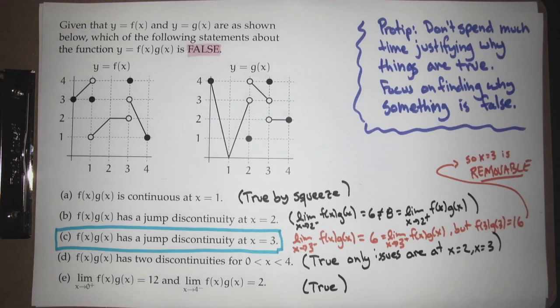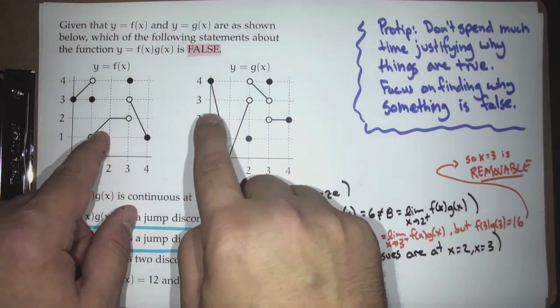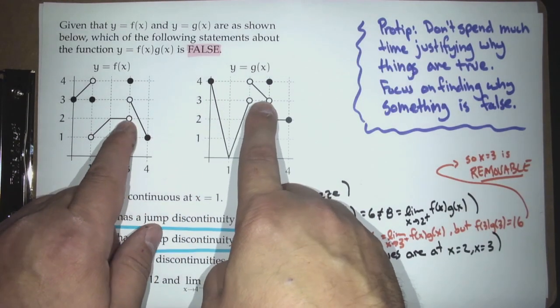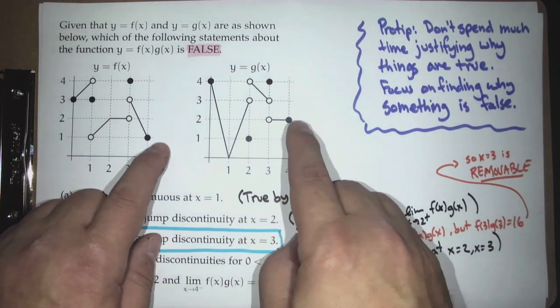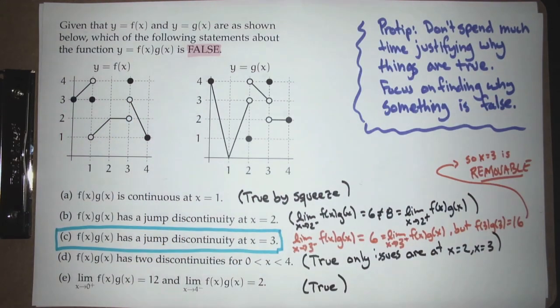And as we come in from, say, the left, at 3, we're coming into what numbers? 2 here and 3 here. 2 times 3, 6. From the right, 2 here, 3 there. 2 times 3 is 6. So the left and right limits agree, but if you plug 3 into the function, you get 16. So that was a false statement. All the others are true statements.